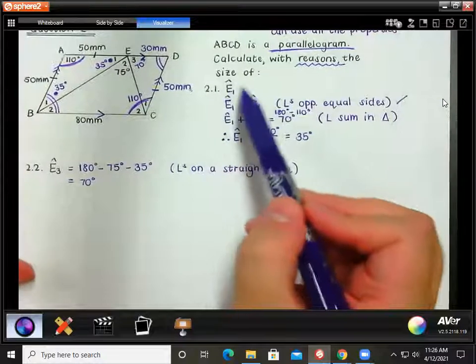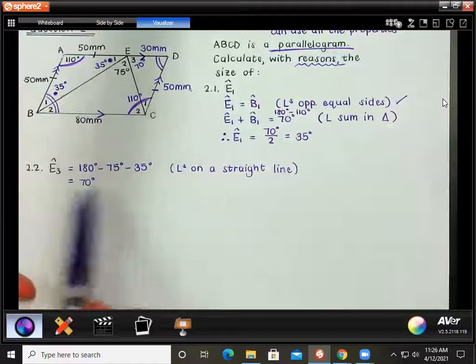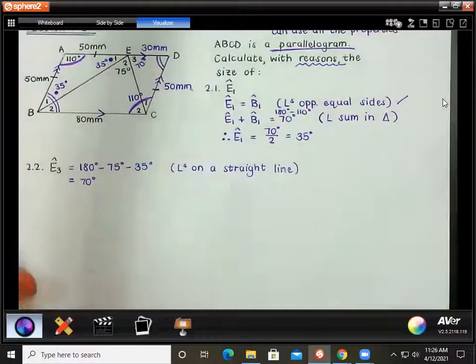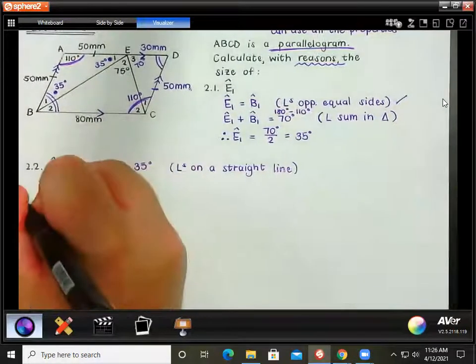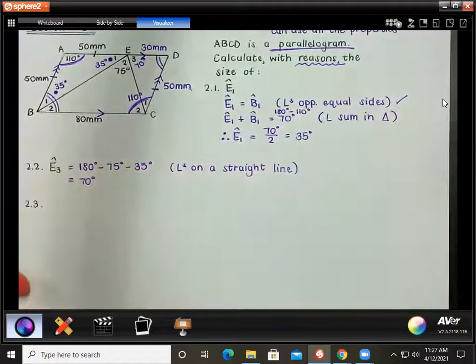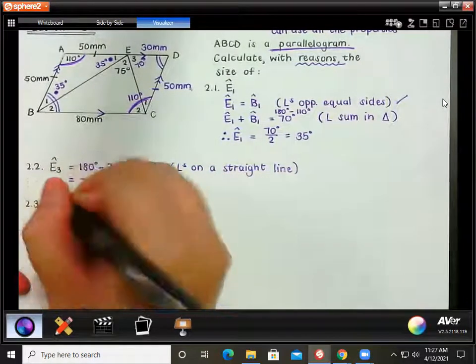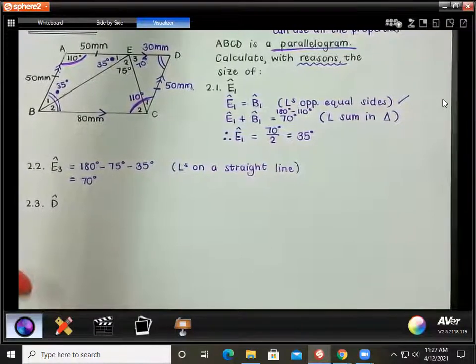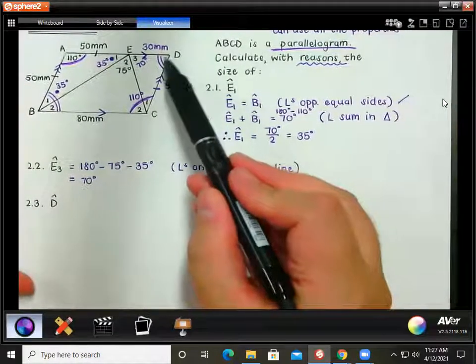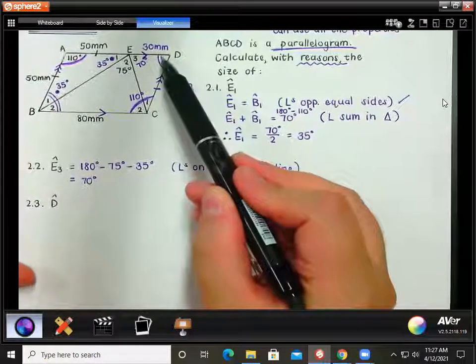Did you see, guys, we actually had to use our answer to 2.1 to get the answer to 2.2. Okay, so that's why I said it's useful to actually fill it in as you're calculating. Okay, 2.3, what's the next one? We need to find angle D. Now guys, angle D is this angle over here. Okay, we need to find that angle.